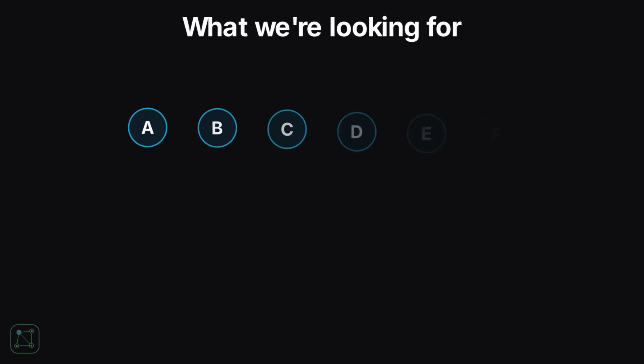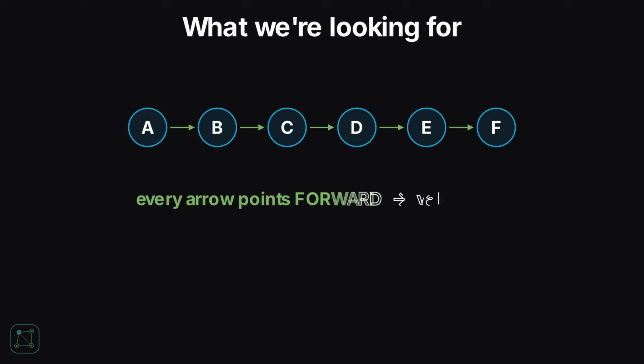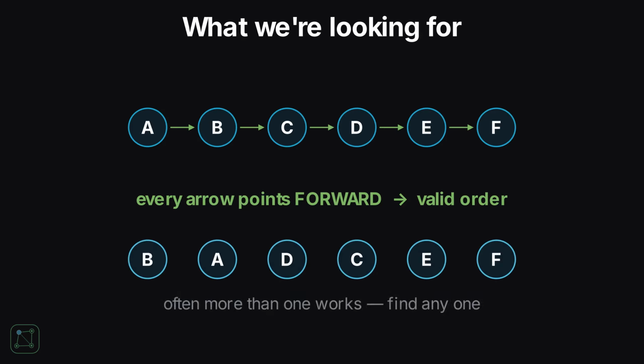So what are we actually looking for? A topological ordering is a lineup of all the tasks where every arrow points forward, left to right. If there's an arrow from A to B, then A appears somewhere before B in the line. Do that for every arrow at once. Notice there can be more than one valid order. As long as no arrow ever points backward, the lineup is correct. We just need to find one of them.